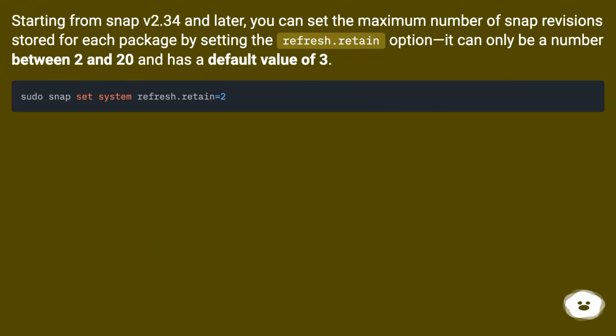Starting from Snap version 2.34 and later, you can set the maximum number of Snap revisions stored for each package by setting the refresh.retain option. It can only be a number between 2 and 20 and has a default value of 3.